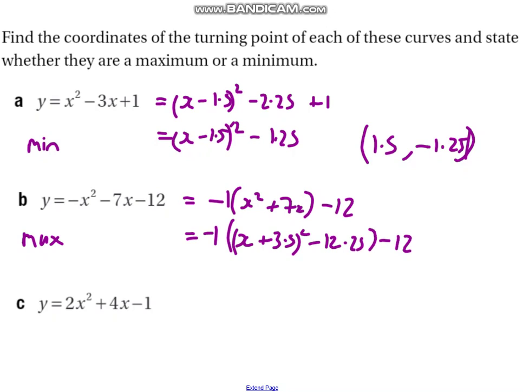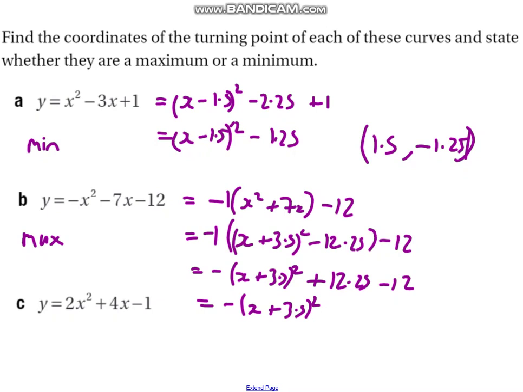Now obviously that will multiply to make that negative, so you've got minus x plus 3.5 all squared plus 12.25 minus 12, and so that's going to give us minus x plus 3.5 all squared plus 0.25. So your maximum is going to be at minus 3.5, 0.25.